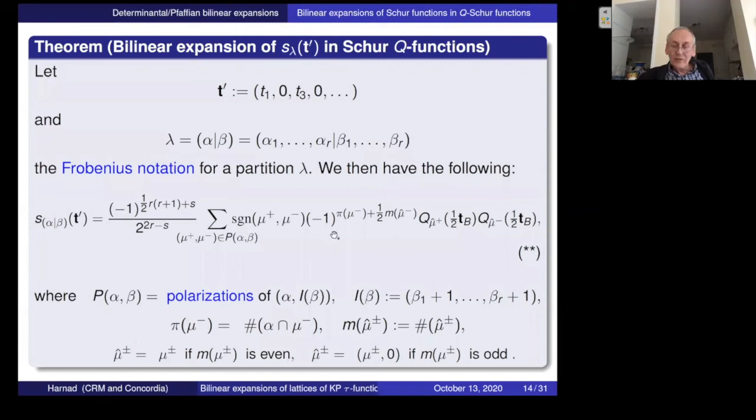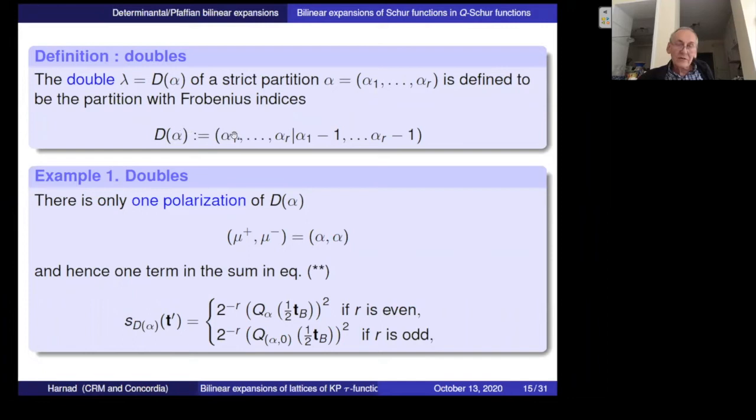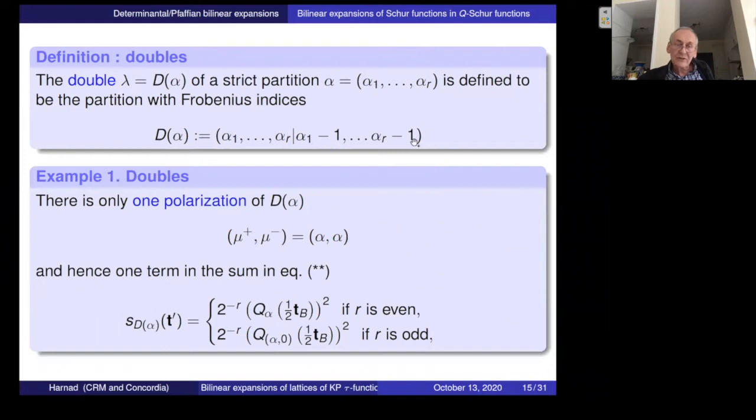And the Schur function becomes the square of the Schur Q function for the individual parts, alpha, which are the same. That identity you can find in McDonald's book. And there's another one that you can find in McDonald's book. Here it is. If we define, okay, I said there's a shift. So the double of a strict partition is not really twice the same partition, but shifted, which I won't go into.